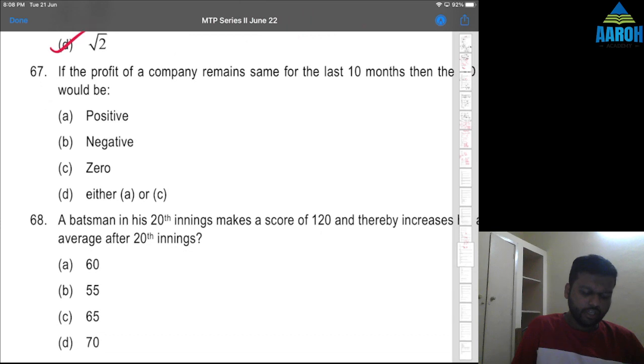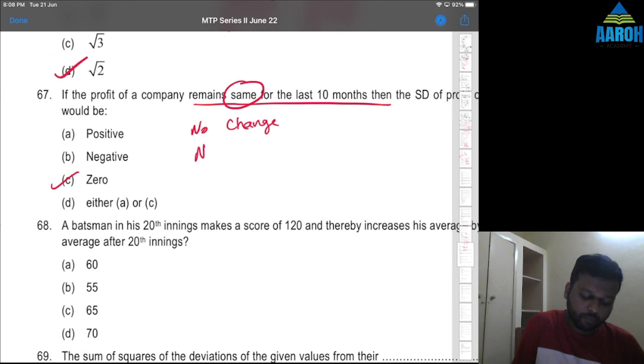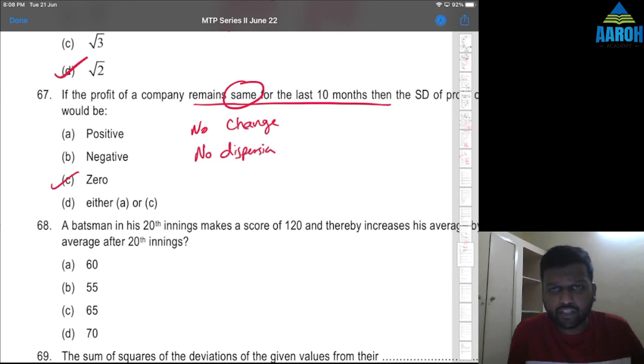Okay, next. If the profit of a company remains the same for the last 10 months, then the SD of profit would be 0, because same means there is no change. There is no dispersion. This is what SD is, a measure of dispersion. So there is no dispersion, so SD will be 0.